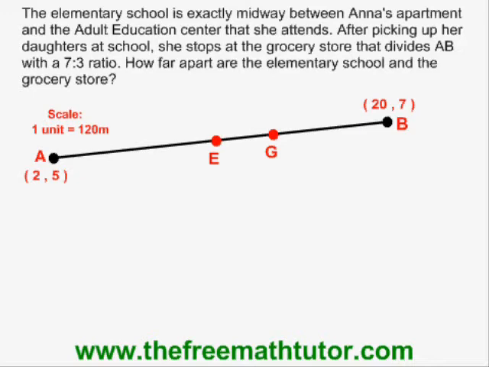And then she has to stop at the grocery store before going home. The grocery store is found on line AB at the point that divides that line with a 7:3 ratio. We want to know how far apart the elementary school and the grocery store are.